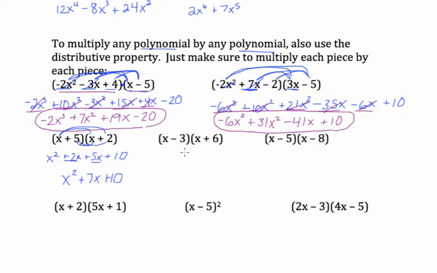Some teachers teach this as FOIL, first terms, outside terms, inside terms, last terms. I don't teach that way, but if you've learned that, that's fine. So I teach everything here has to be distributed to everything here. So x squared plus 6x minus 3x minus 18. Negative times a positive is a negative. Add together your like terms.